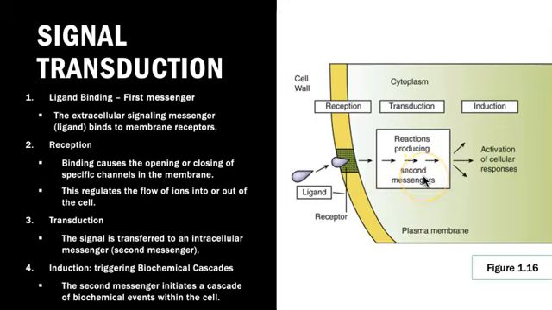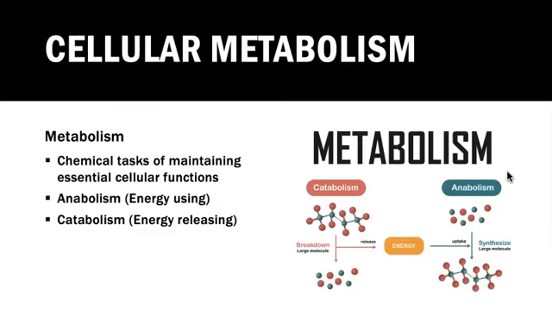If you recall, we talked about this in the endocrine system and said our second messenger was our cyclic AMP, adenosine monophosphate, and certain times it can be calcium. And then we have induction that takes place, where that second messenger is initiating the cascade response within the cell.